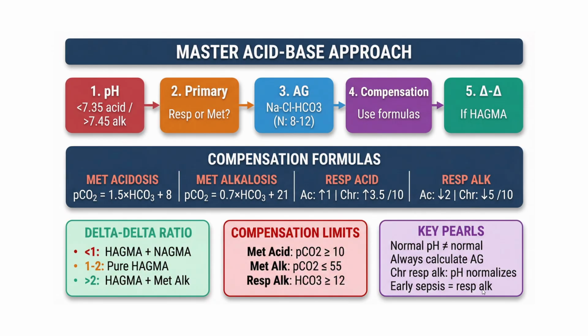So, the big clinical pearls to keep in mind: a normal pH does not mean the patient is normal. Opposing disorders can cancel each other out. Always check the anion gap. And chronic respiratory alkalosis is unique because the pH can sometimes return close to normal after renal compensation. Also, remember that early sepsis often presents first with respiratory alkalosis before metabolic acidosis develops. So, if you stay systematic and follow these steps every time, acid base interpretation becomes much more straightforward and far less intimidating.